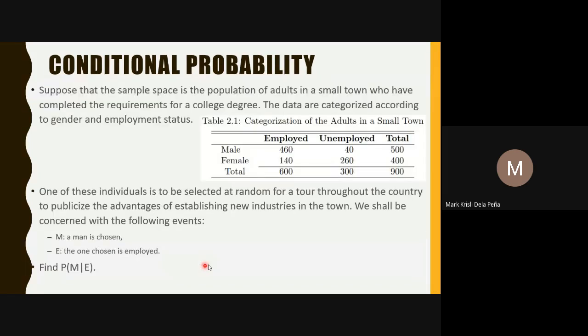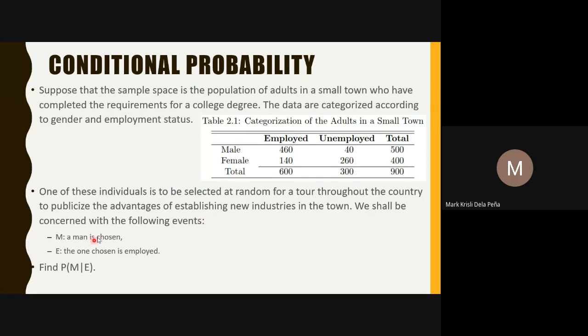Now let's have this example to understand conditional probability better, so let's try to solve some examples. Suppose that the sample space is the population of adults in a small town who have completed the requirements for a college degree. The data are categorized according to gender and employment status. Here in table 2.1 is the equivalent data. One of these individuals is to be selected at random for a tour throughout the country to publicize the advantage of establishing new industries in the town. We shall be concerned with the following events.